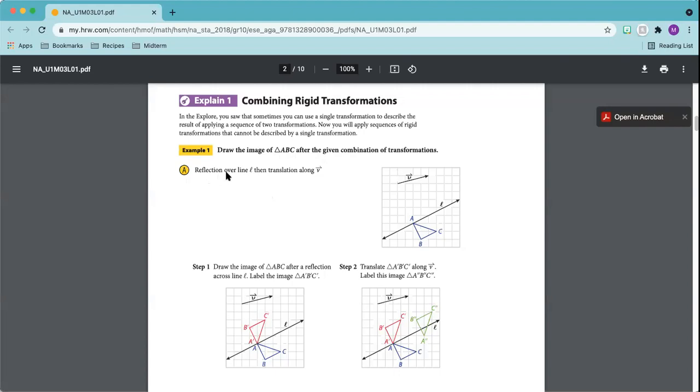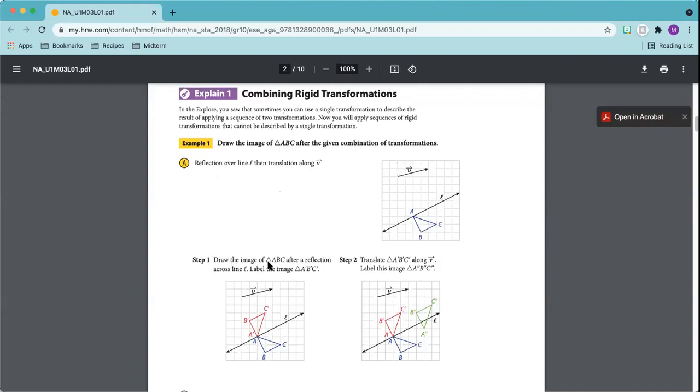So the first thing is a reflection over line L, and then a translation along the vector. So there's my vector up here. Here's my original, my pre-image, right? Step one is draw the image of triangle ABC after a reflection.